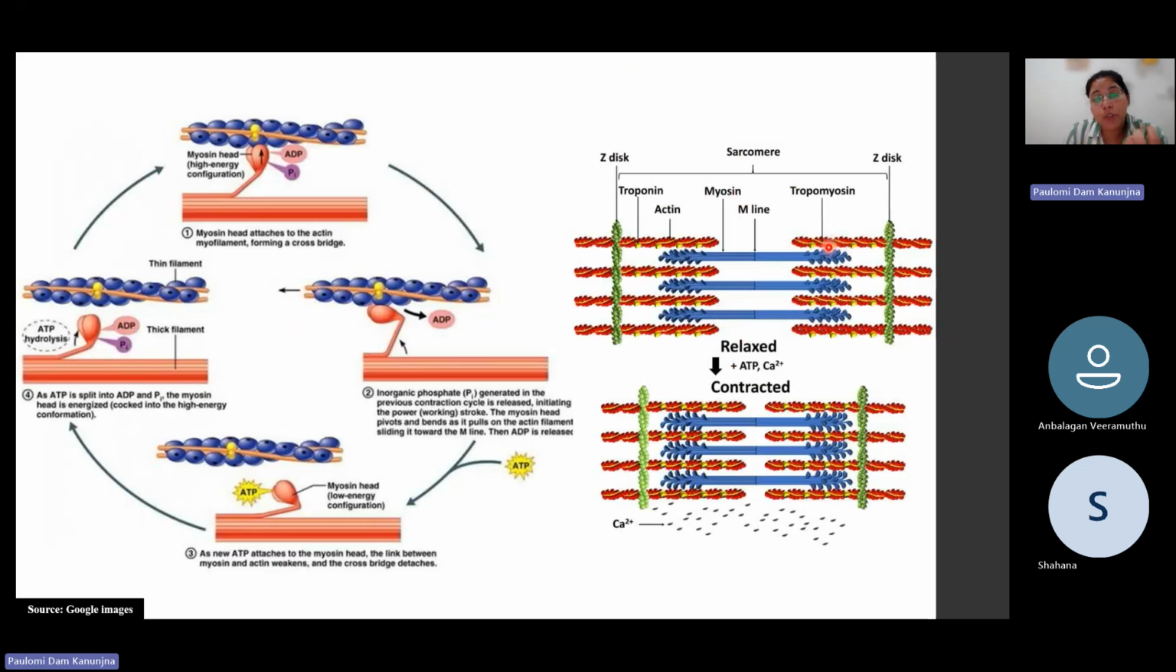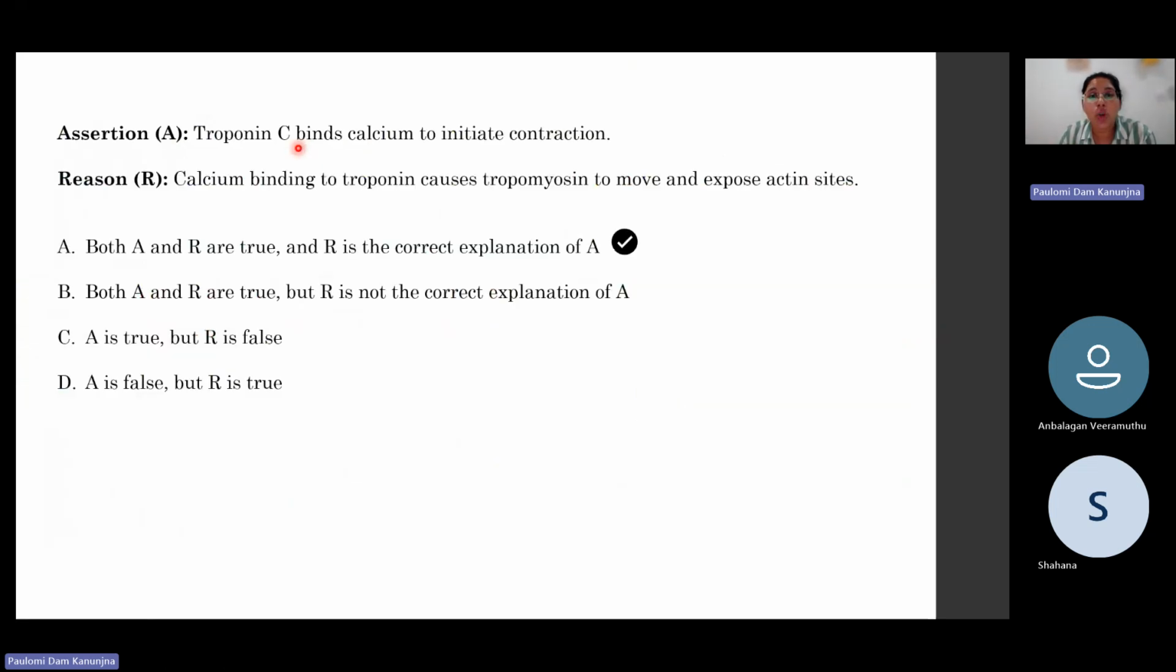Now as your troponin and your calcium are binding with each other, they are causing this tropomyosin to go away. And as the tropomyosin goes away, actin and myosin come in contact with each other and they can interact. So they can start the contraction. So what it means is initially tropomyosin was hiding the actin sites, and that's why actin and myosin couldn't interact and you didn't have contraction. So that's what it meant.